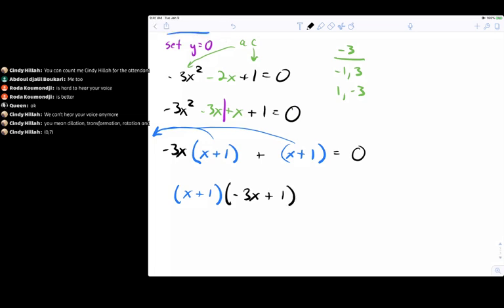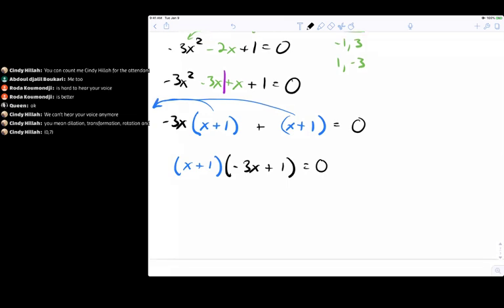Equals 0. So then from here, we have the zero factor property. We say that if two things multiply to give us 0, either the first thing is 0 or the second thing is 0. So we say x plus 1 equals 0, or -3x plus 1 equals 0, all right?